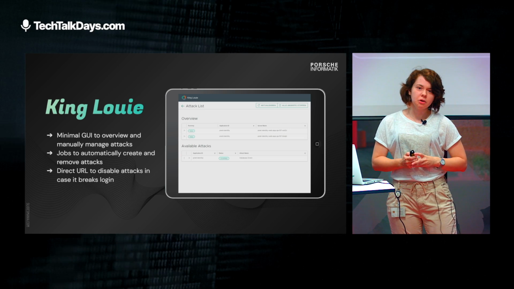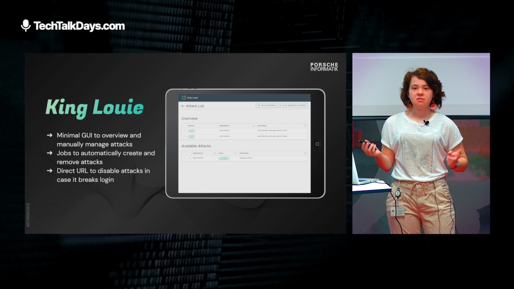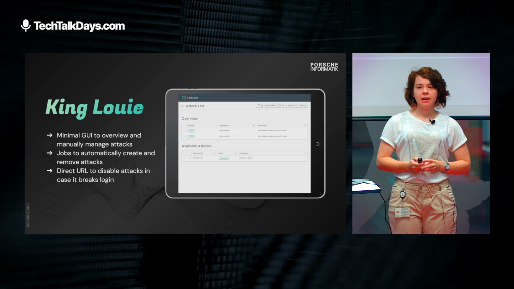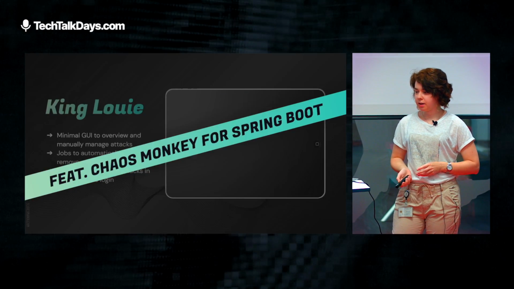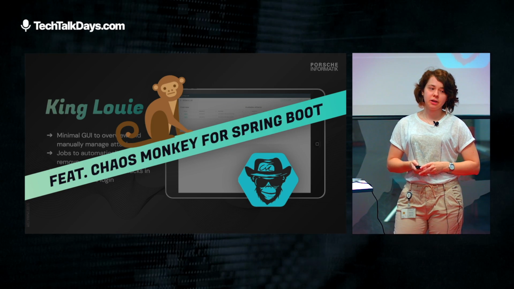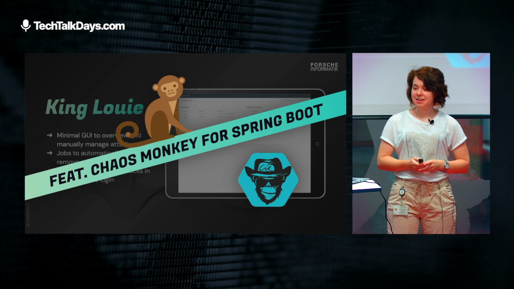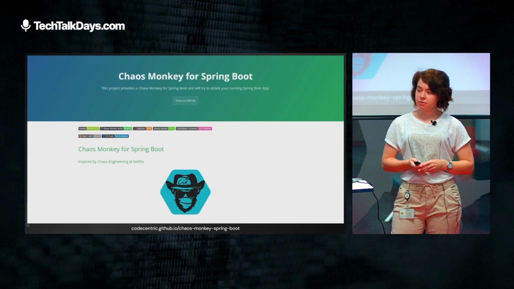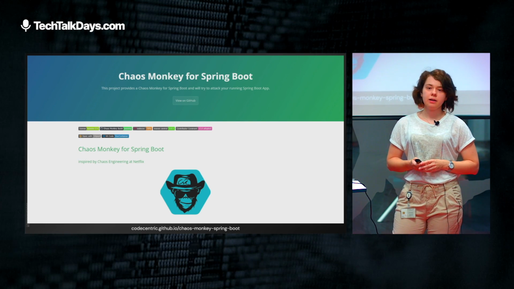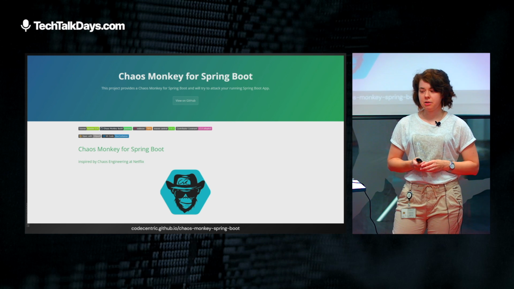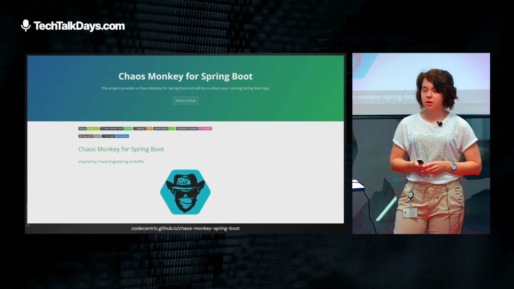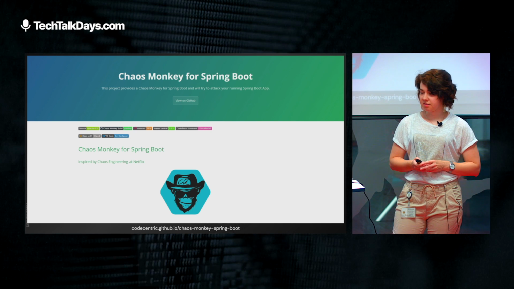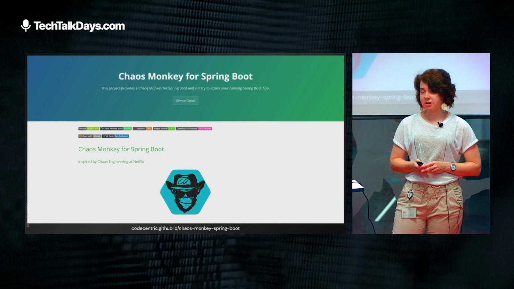So you're probably wondering by now, what are these so-called attacks? And for this, our application features a technology called Chaos Monkey for Spring Boot. Hey, there's the monkey. It's a really neat little plugin inspired by the Netflix show Chaos Engineering, and it is especially tailored for Spring Boot applications, which was perfect for our case. You can check it out if you're interested. It's a really cool plugin, and it's definitely very versatile in what it offers.